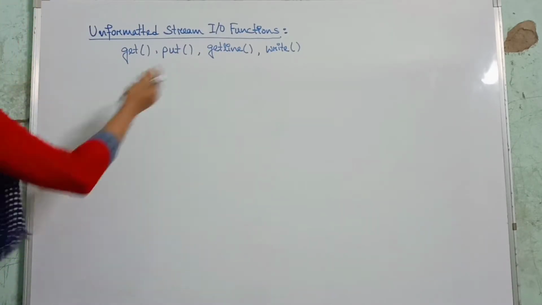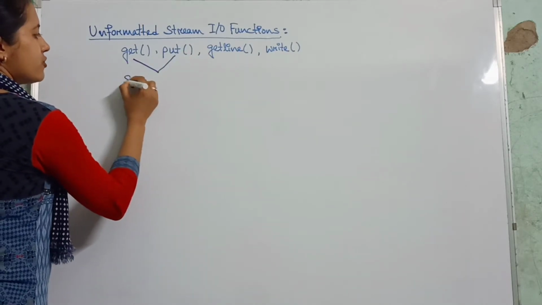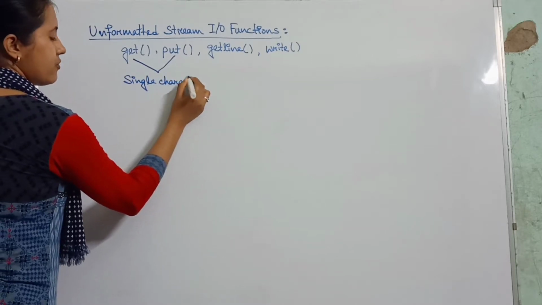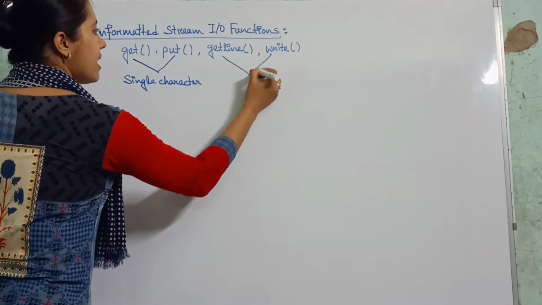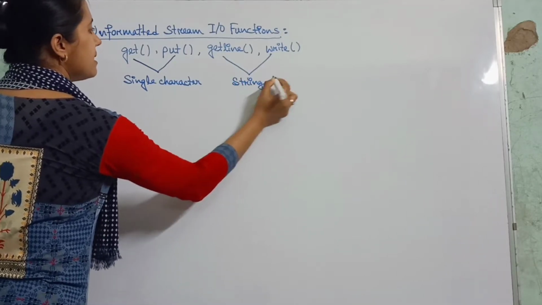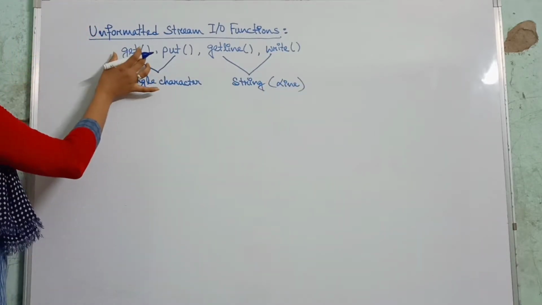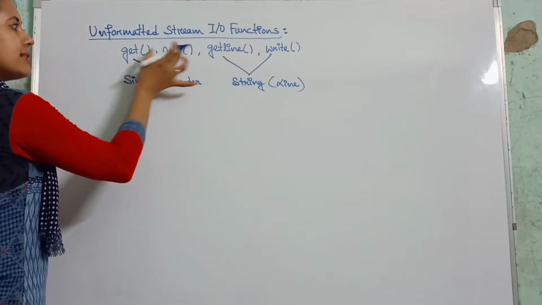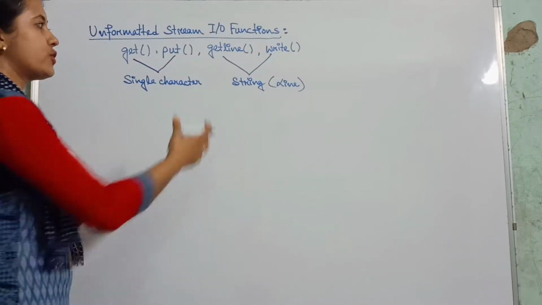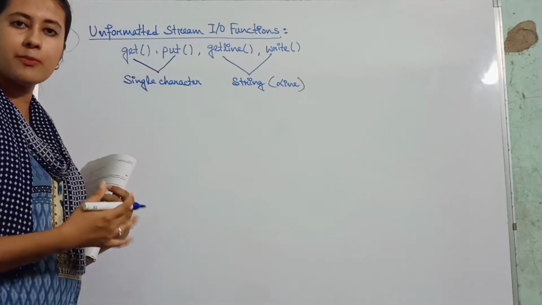Now what are these functions? First let us understand what these are. These get and put are used for single characters. Okay? These 2 functions are used for single characters and these 2 are used for strings, basically a line of text. Okay? So now you see, get and getline are the input functions and put and write are the output functions to display the output. And get and getline are used to get the input from the keyboard.